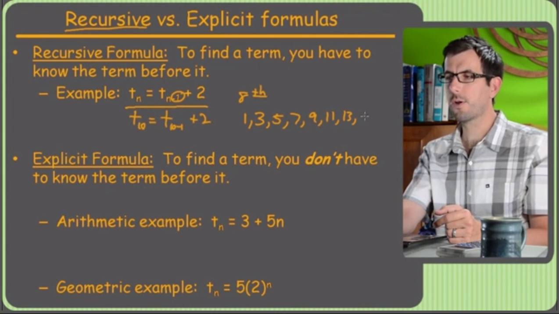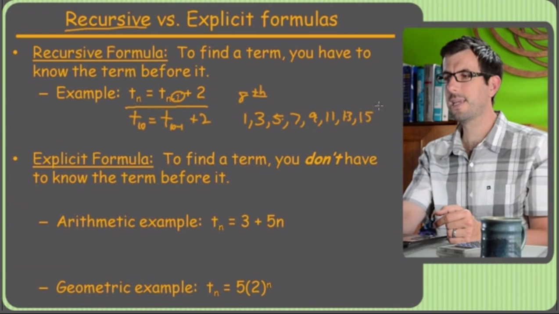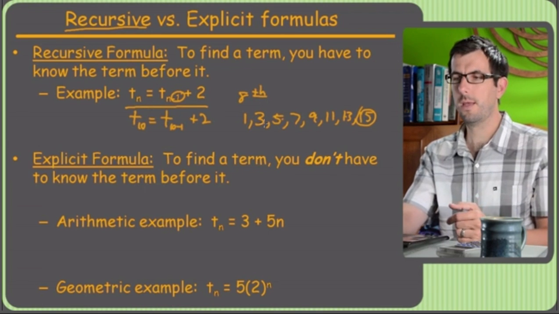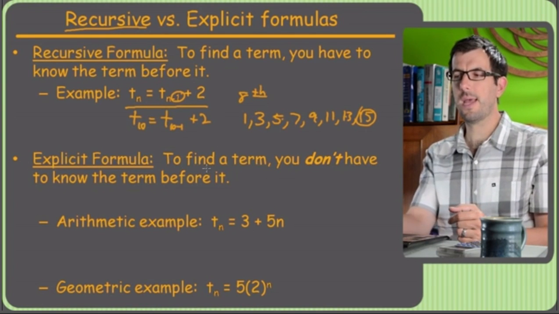But I wouldn't be able to get the 8th term until I got, let's see, 1, 2, 3, 4, 5, 6, 7. That's the 8th term right there, is 15. But to get it, I had to come up with all the other terms before it. The explicit formula is different than that, though.